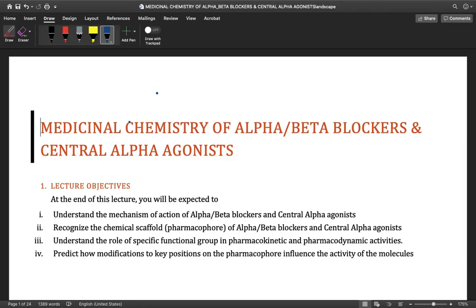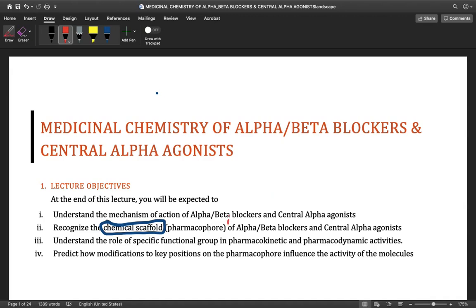Today I'll be dealing with the medicinal chemistry of alpha and beta blockers and central alpha agonists. I'm expecting you to be able to understand the mechanism of action of these drugs, and specifically I want you to be able to, when given a chemical structure, recognize the chemical structures of alpha and beta blockers, knowing the pharmacophores.